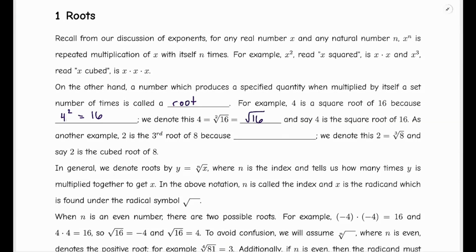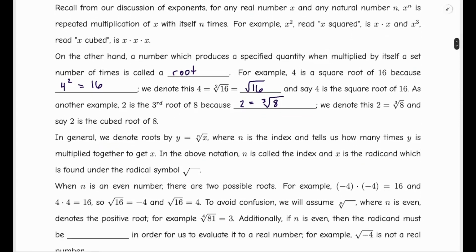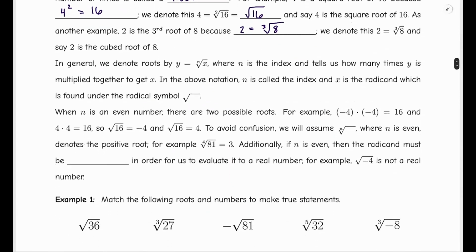As another example, 2 is the third root of 8 because 2 cubed equals 8. We denote this as 2 equals the cubed root of 8 and say 2 is the cubed root of 8. In general, we denote roots by y equals the nth root of x, where n is the index and tells us how many times y is multiplied together to get x. In the above notation, n is called the index and x is the radicand, which is found under the radical symbol.